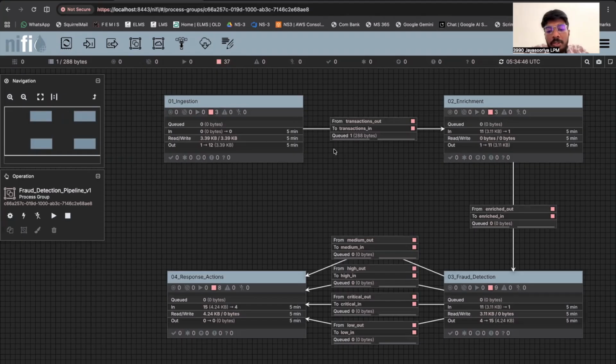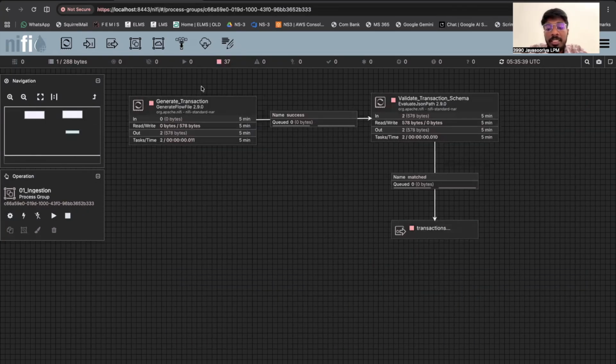The pipeline is decomposed into four processor groups. Ingestion generates and validates the transaction, and enrichment adds customer profile metadata. Fraud detection is the analytical core, and it runs the rules, classifies, and sends to the audit logs and routes. Response actions execute the tier-specific reactions. Each group has explicitly typed input and output ports, so the contract between the stages is enforced. In production, these would belong to different teams.